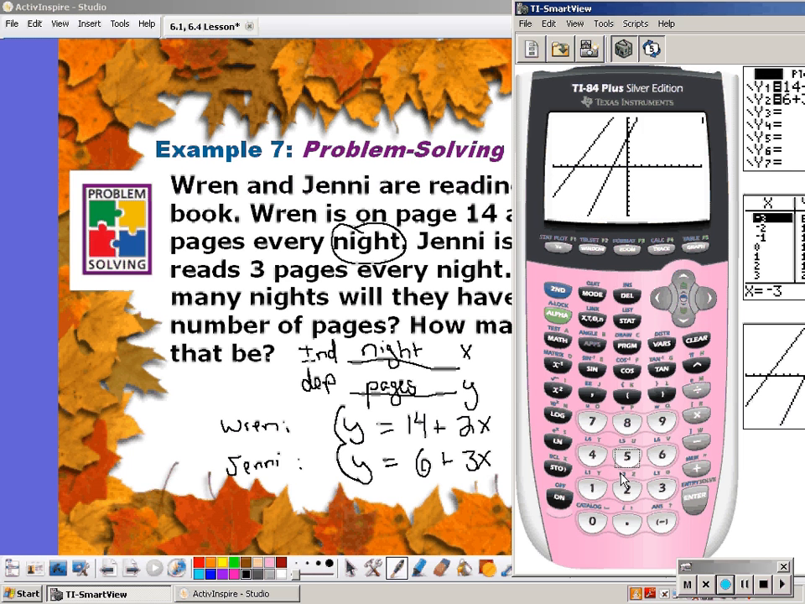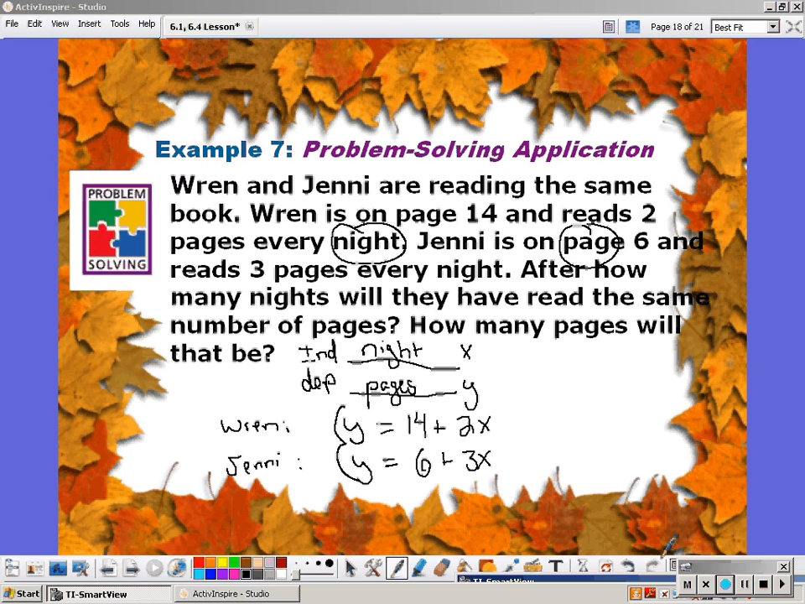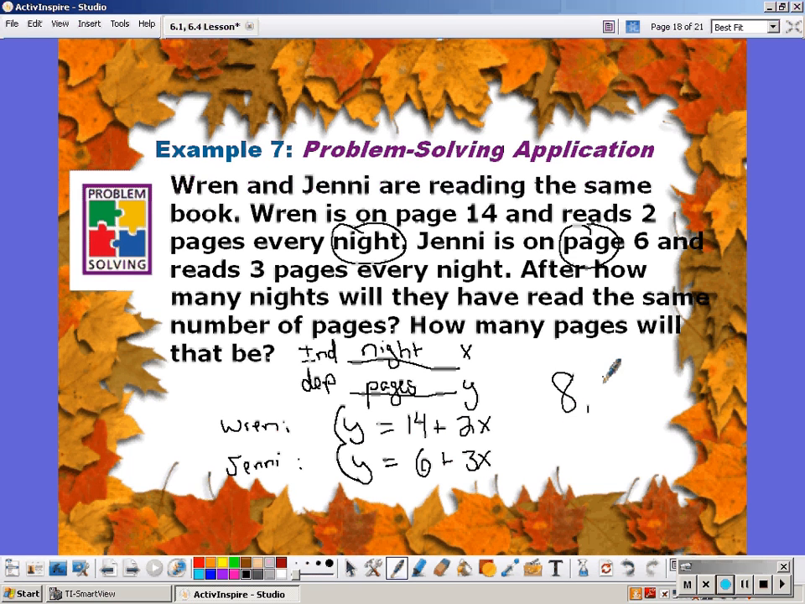Here's our 2 lines. Okay, you can't see the intersection. That's okay. All right, we just need to go through the question. So we hit enter 3 times. 1, 2, 3. And it tells us that the intersection is at x is 8 and y is 30. X is 8, y is 30. So it's 8, 30.